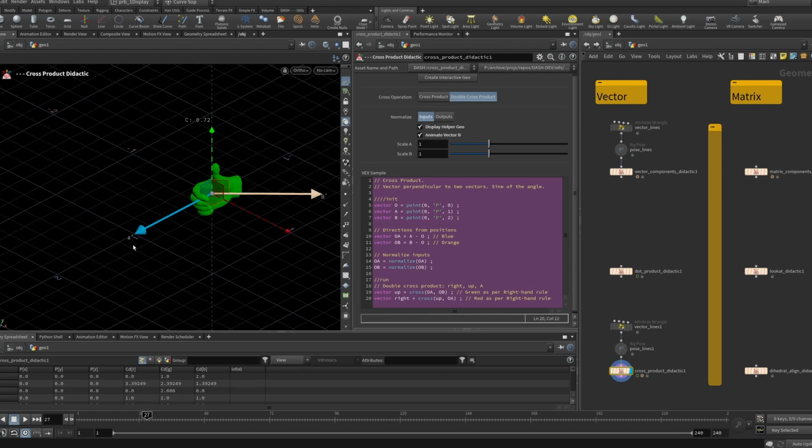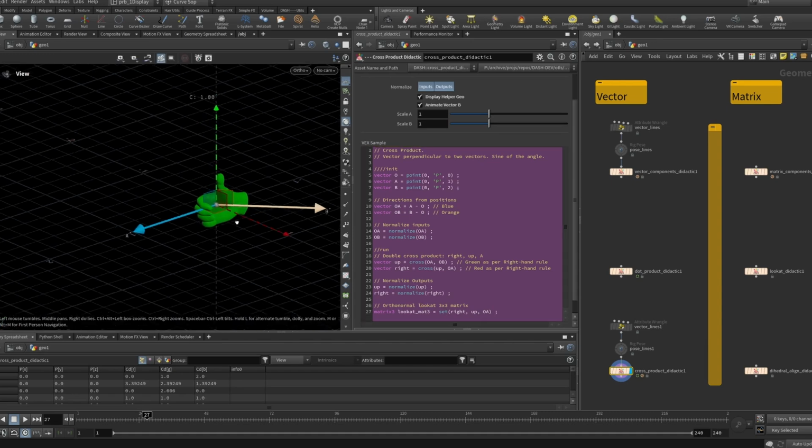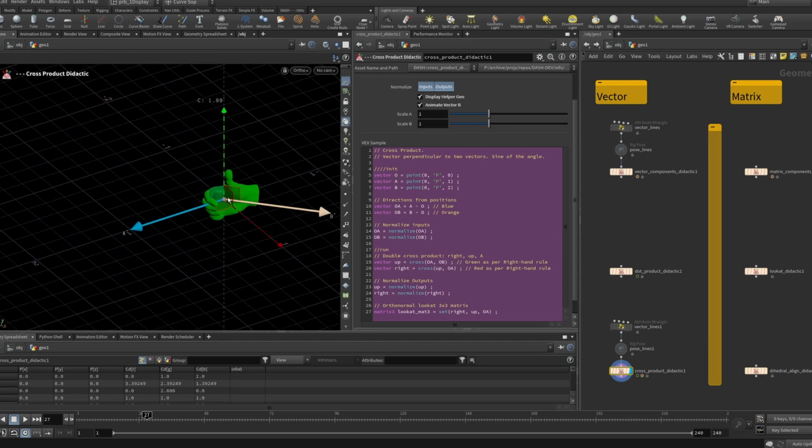So cross product AB gives me C. Cross product CA gives me this vector here. And these three are all perpendicular among each other. If I normalize both inputs and outputs, what we can do is make a matrix using A and both of the cross products, because now they are all orthonormal, meaning they are perpendicular among each other, and they're also normalized.